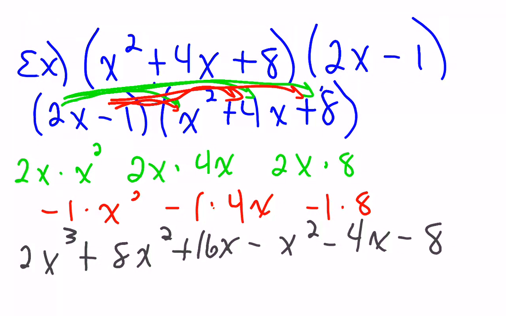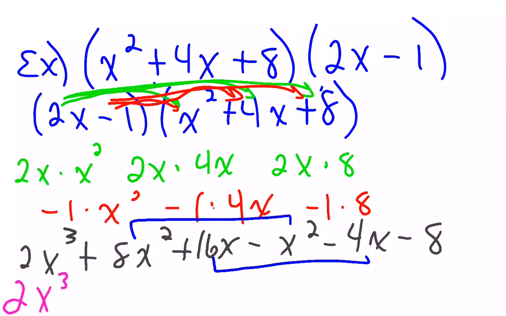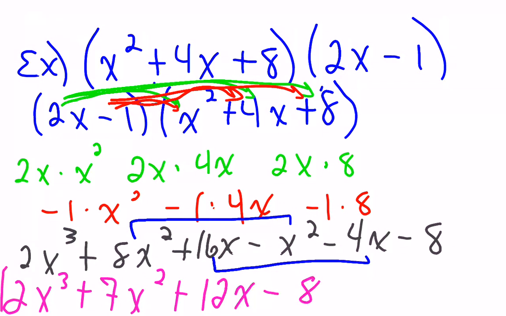All right, let's see what we have. So the x squared terms are alike and the x terms are alike. So we want to go ahead and condense those down. So we have 2x cubed hanging out. It didn't have anything to combine with. We have 8x squared minus 1x squared gives us 7x squared. And then we have 16x minus 4x. So 16 minus 4 gives us a positive 12x. And then we have the minus 8. So this becomes our final answer.